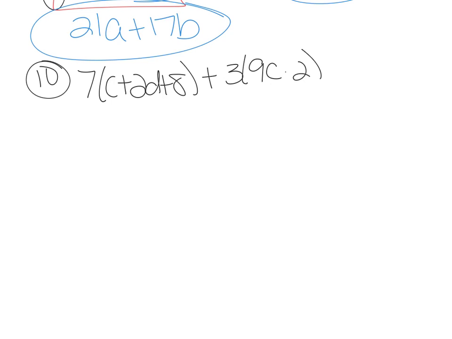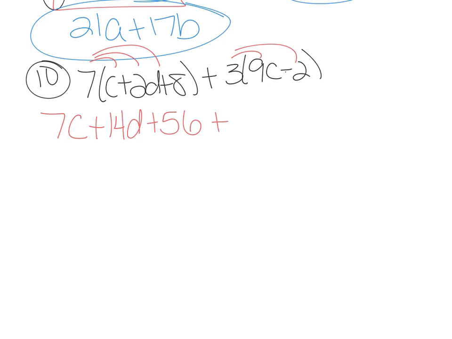Okay, now notice in this one, in this first set of parentheses here, there's 3 terms. Well, guess what? The distributive property can also be applied to something that looks like this. I just have to make sure I distribute that 7 all 3 places. So that turns into 7c plus 14d plus 56. Okay, and then I would need to distribute that 3, and I would get 27c minus 6.